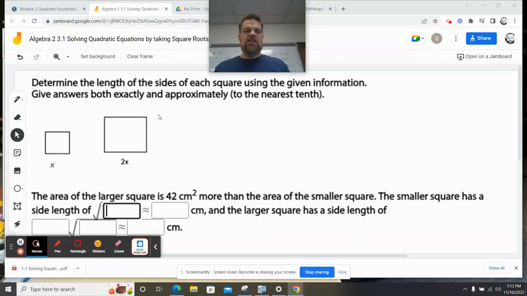So this one says that we have two squares and they give us some information. It says the area of the larger square is 42 centimeters more than the area of the smaller square. Okay, so let's write that out.